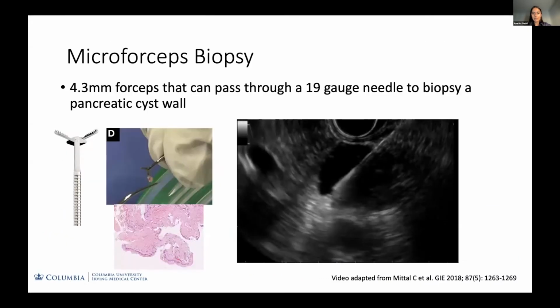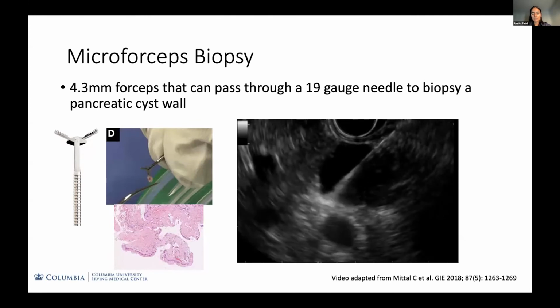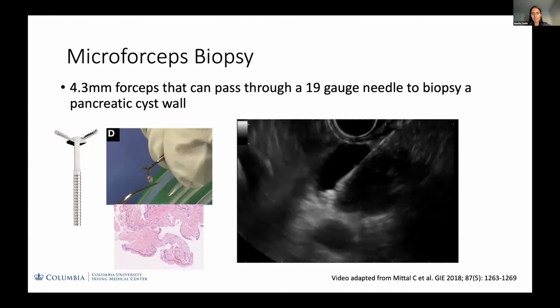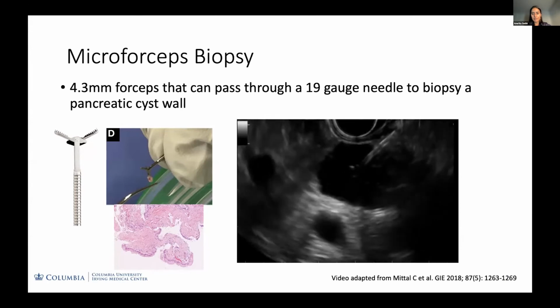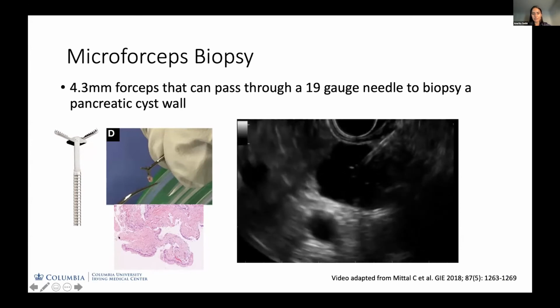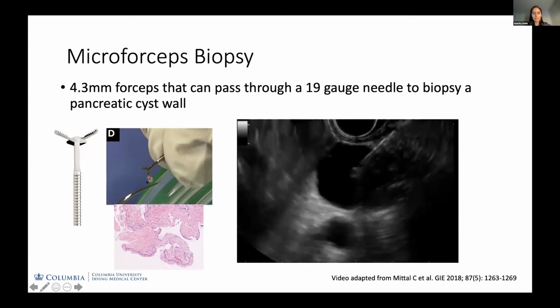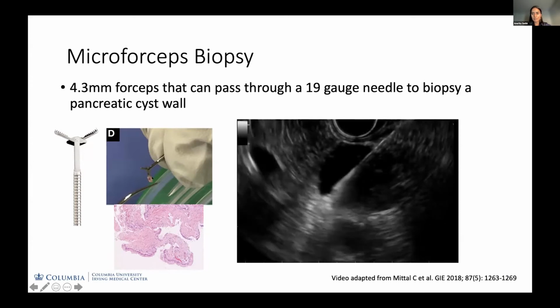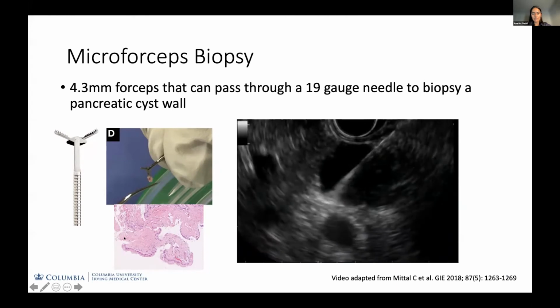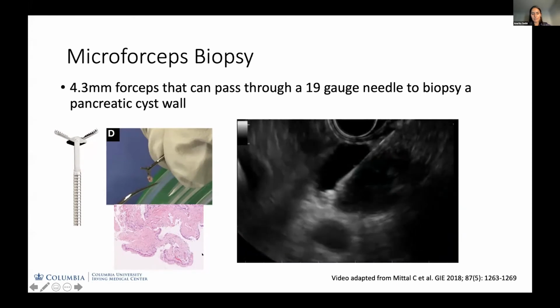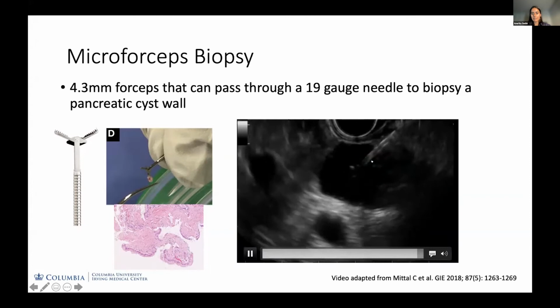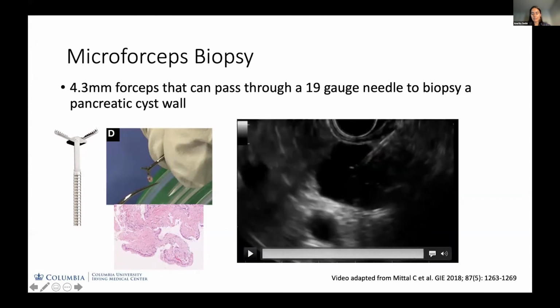So that's optical biopsies, but what if we can actually get the tissue itself? These are the microforceps that are 4.3 millimeters in size and fit through a 19-gauge needle. And here you can see the type of specimen quality that can be obtained with the corresponding histology. As I mentioned, the needle goes in and you can see that come out. You can open and target any variable areas on the cyst itself.